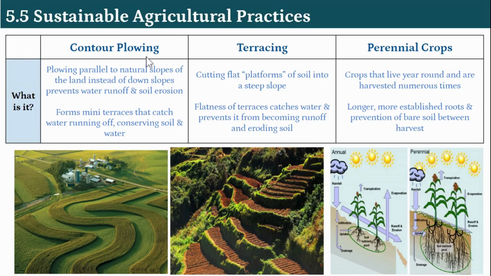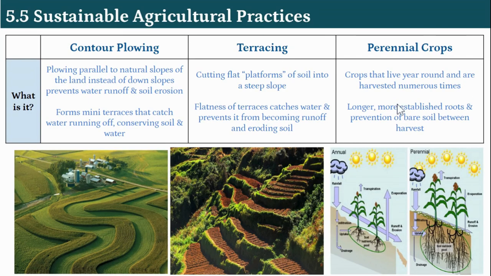So one of them is contour plowing. For those of you that are familiar with makeup, think about face contour when you're doing makeup. So if you look at this picture here, it's like literally carving out these lines or contours. They are parallel to allow natural slopes of the land instead of steep slopes. So this is going to prevent water from being run off or washed away, and it will prevent soil erosion. Terracing is when you instead cut these flat platforms of soil into a steep slope, which is going to catch water and prevent the soil from running off with the water.